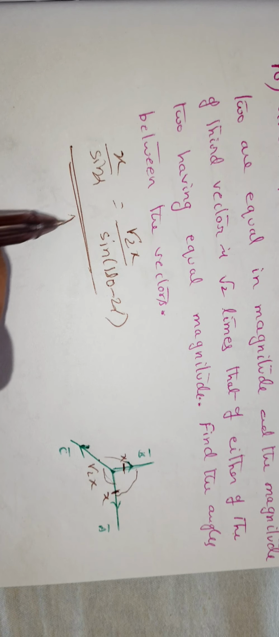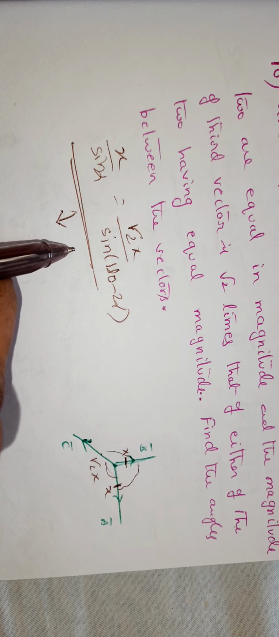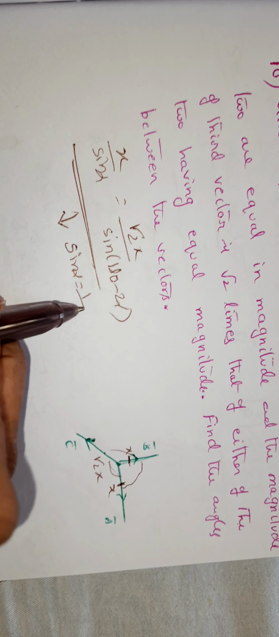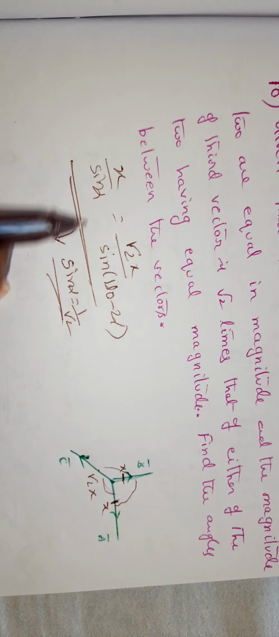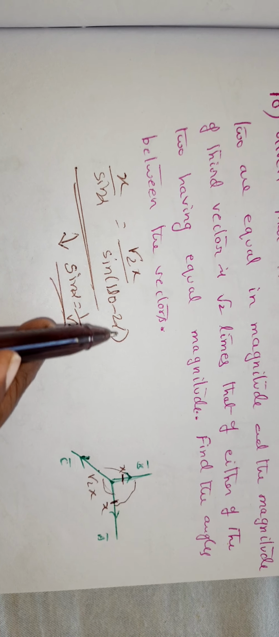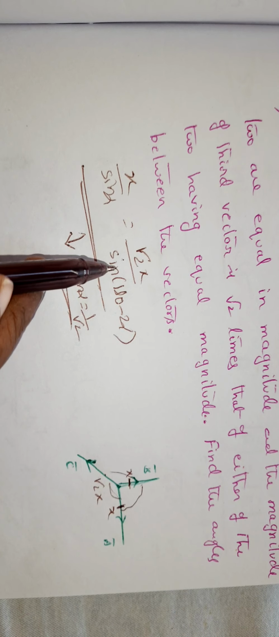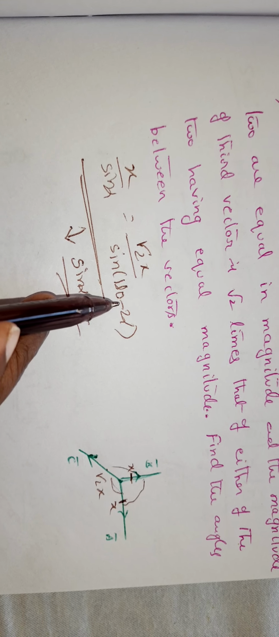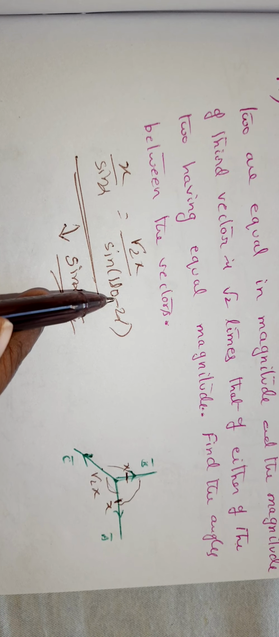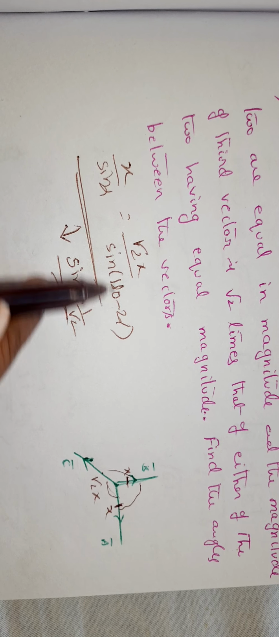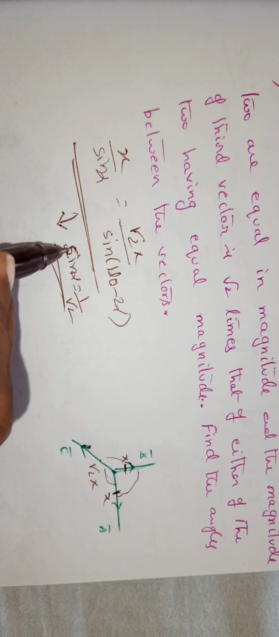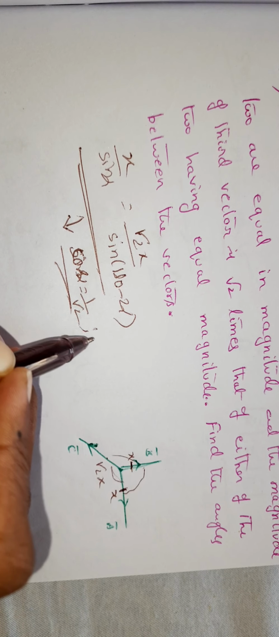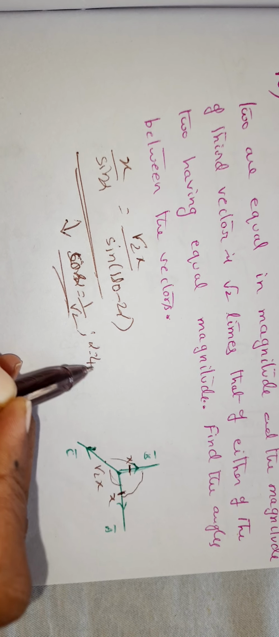On simplifying this, you will get sine alpha to be equal to 1 by root 2. So simplify: sine of 180 minus 2 alpha is sine 2 alpha, which is 2 sine alpha cos alpha, and sine alpha will get cancelled. So you are left with cos alpha equal to 1 by root 2. That means alpha is equal to 45 degrees.